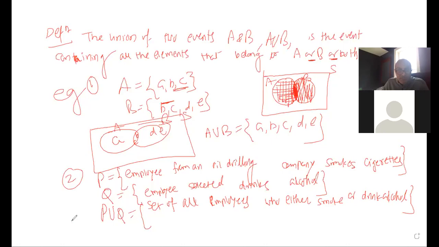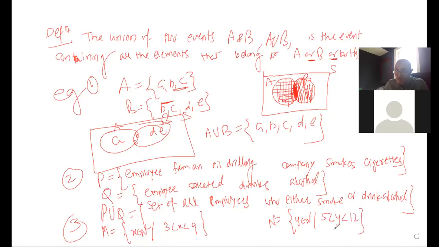Another example I can give you. Suppose I have one set M equal to those X from the set of natural numbers such that 3 is less than X is less than 9, strictly less than. And another set, suppose N, equal to those Y from the set of natural numbers such that 5 is less than Y is less than 12.